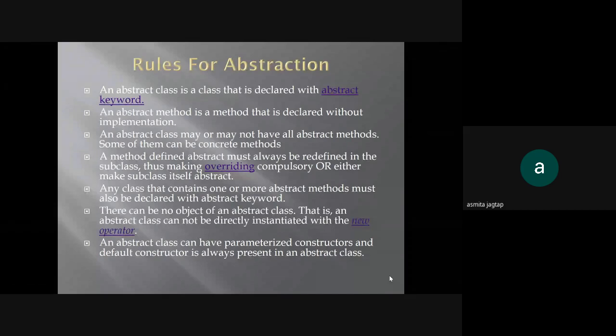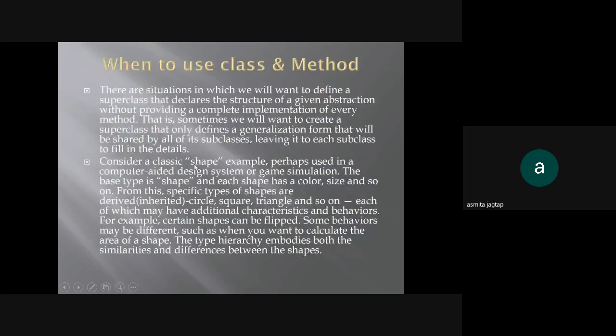A method defined abstract must always be redefined in the subclasses, thus making overriding compulsory, or else make the subclass itself an abstract class. Okay, if your parent class is an abstract class and you declare the ABC method as an abstract method, then your subclass must compulsorily override that method. Means your subclass, say XYZ, must override your ABC method, which is your abstract method, or make your subclass also an abstract class. So the overriding concept is here. We have already seen overriding.